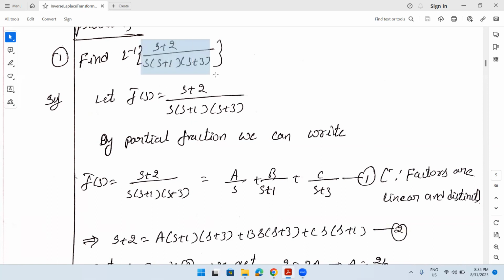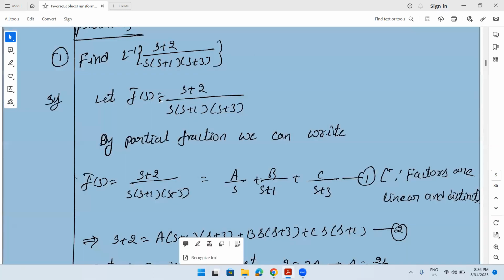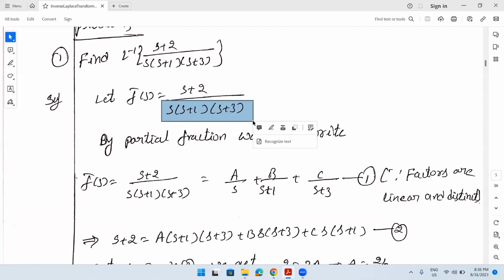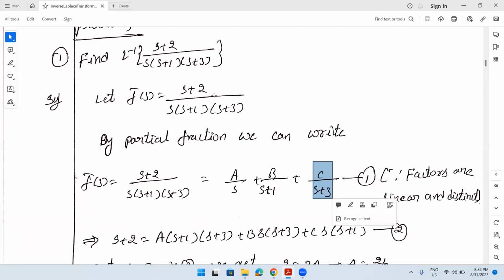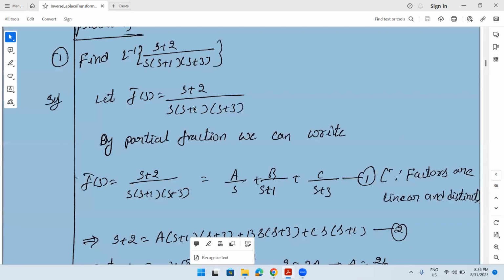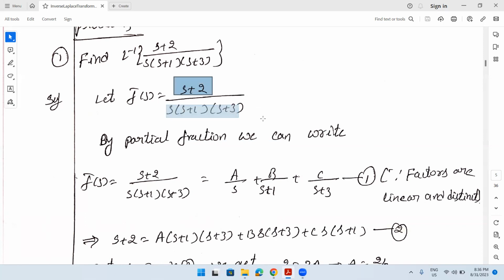Now the question is: find the L inverse of (s plus 2) by s into (s plus 1) into (s plus 3). Here three terms are there, so we get A by s, B by s plus 1, C by s plus 3. Whatever the numerator is, constant or function of s, we have to see the degree of numerator and degree of denominator. The degree of denominator must be greater than the degree of numerator.